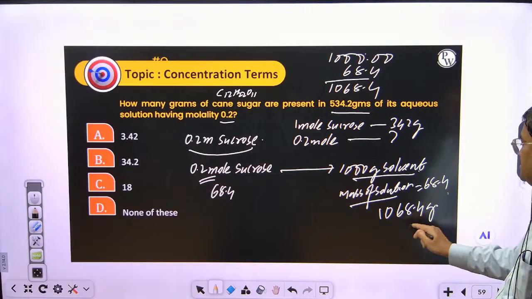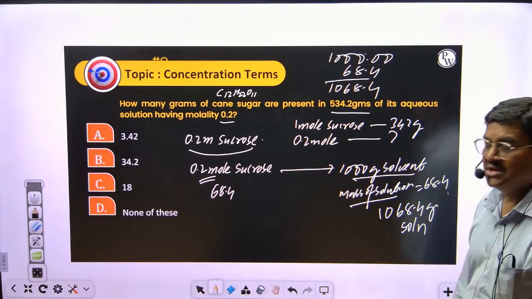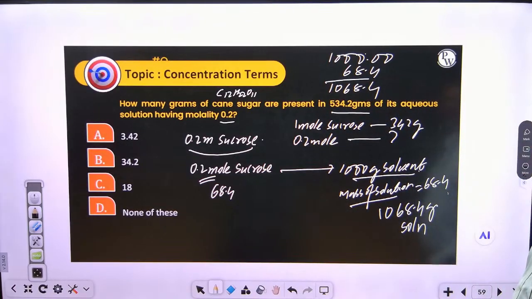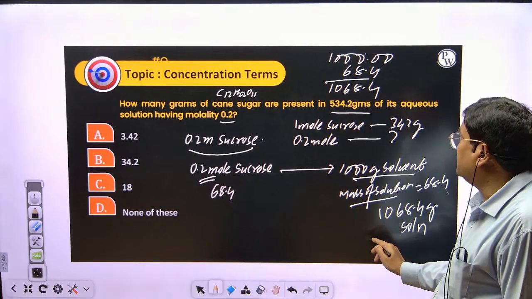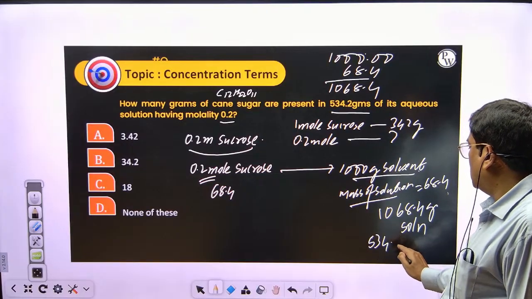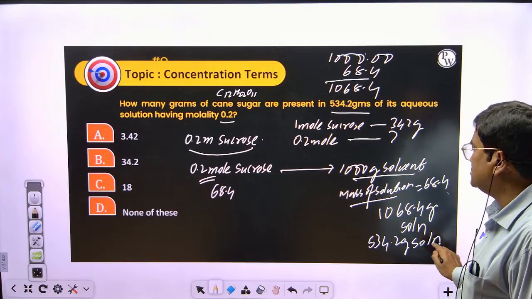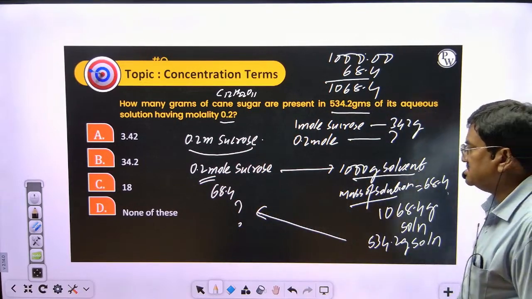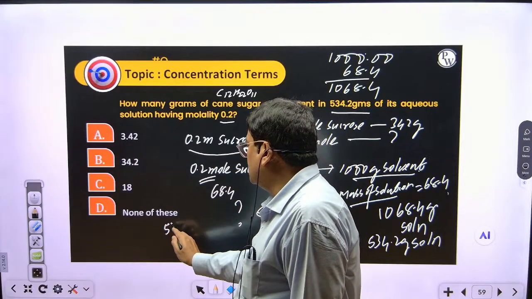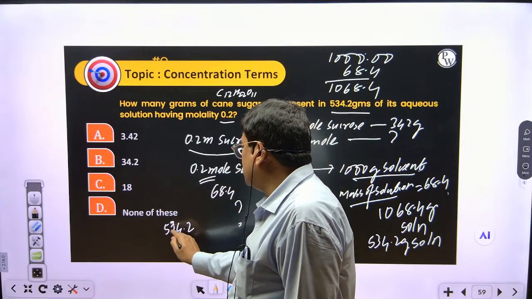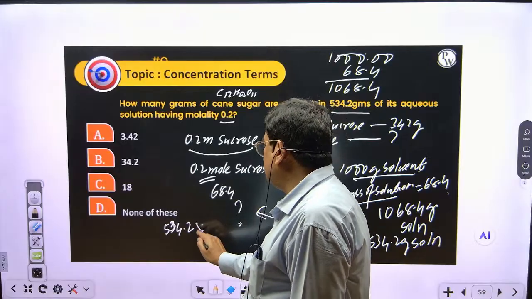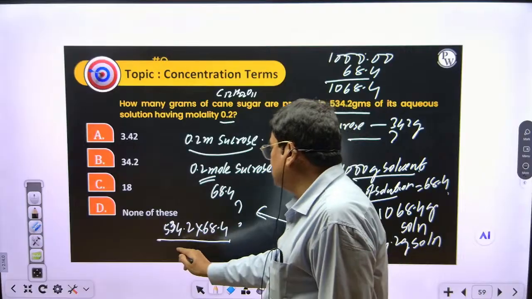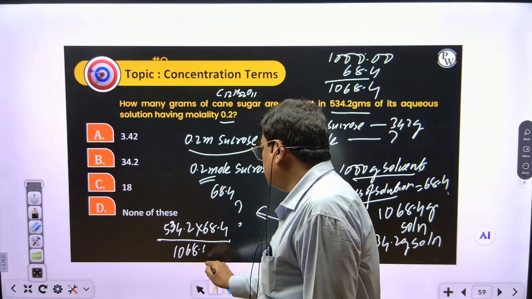In 1068.4 grams of solution, 68.4 grams of solute is present. Understood? But he wants to know how much solute will be present in 534.2 grams of solution. So cross multiply: 534.2 into 68.4, divided by 1068.4.